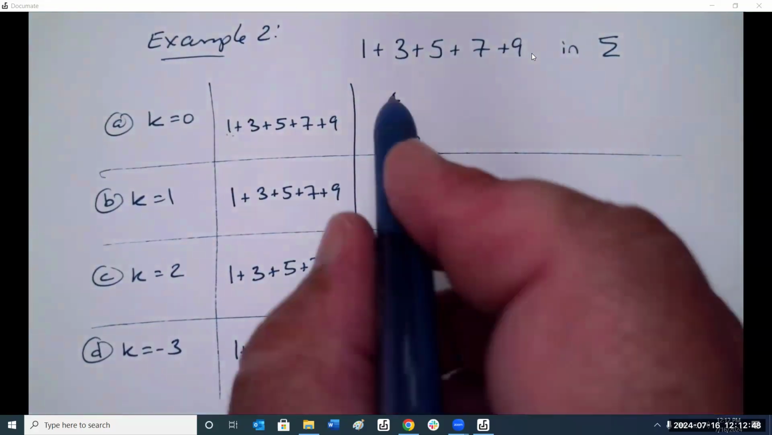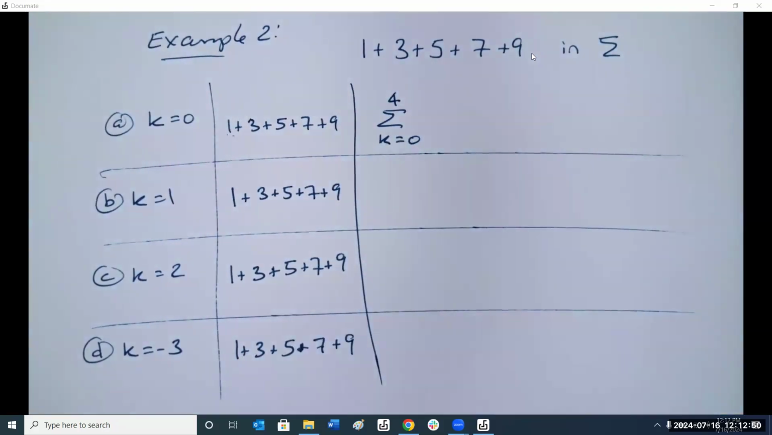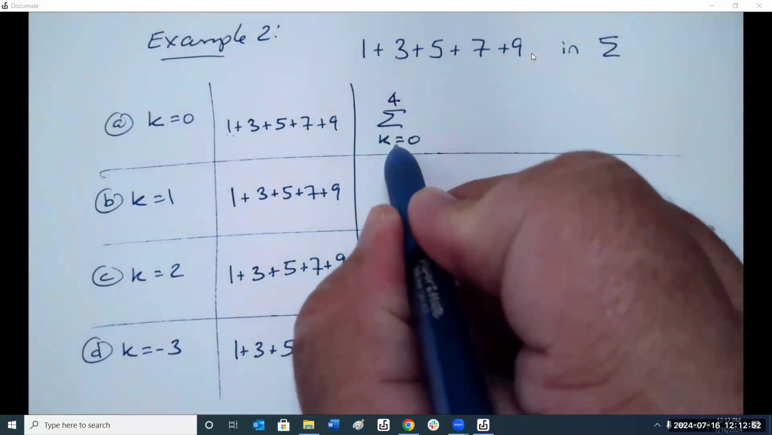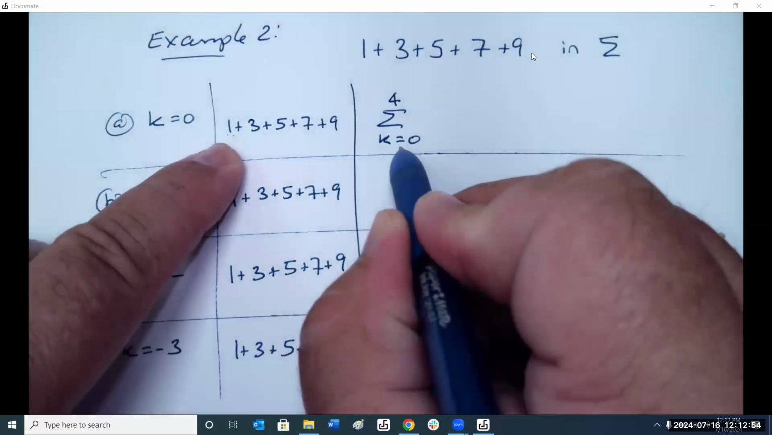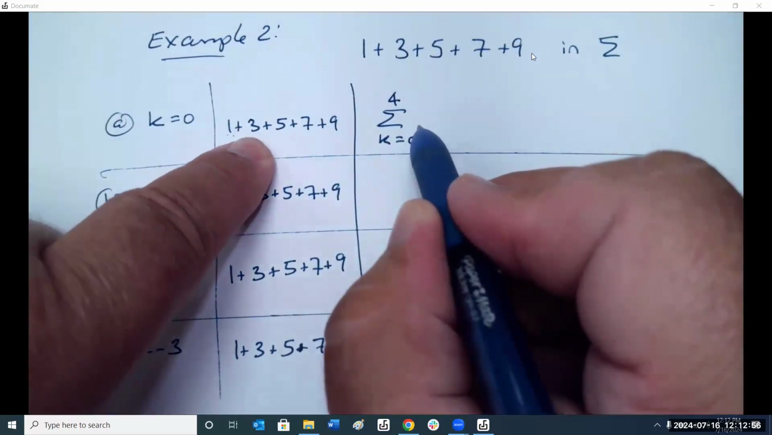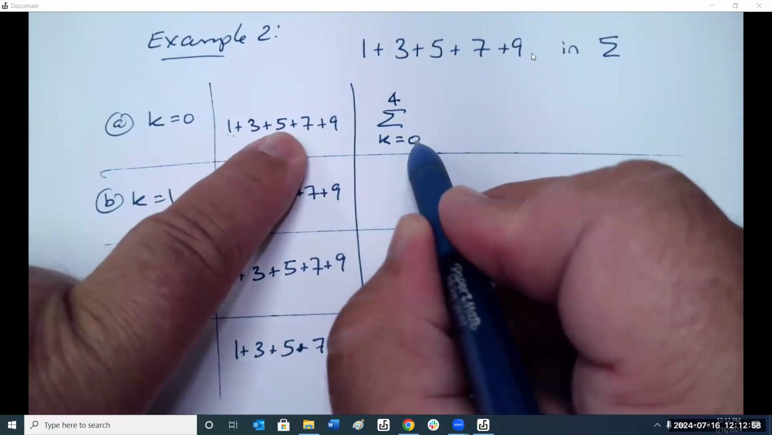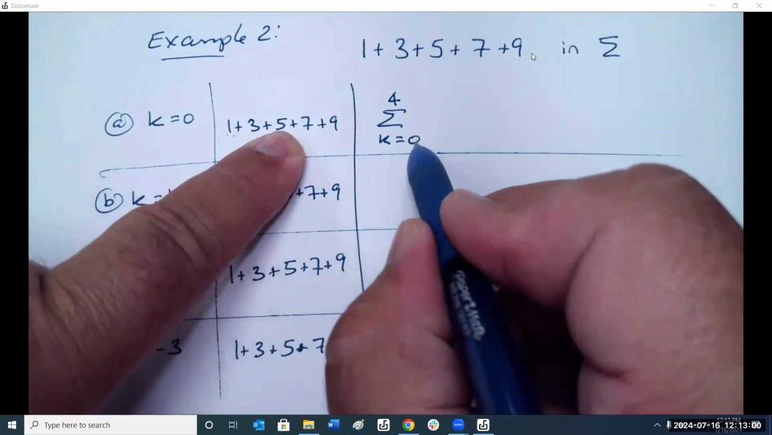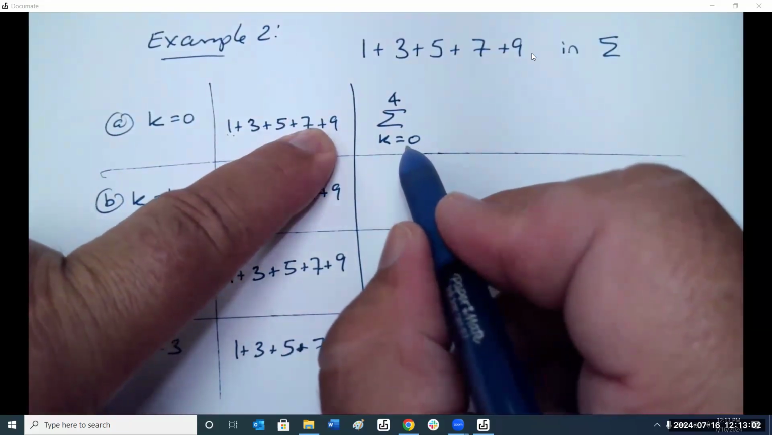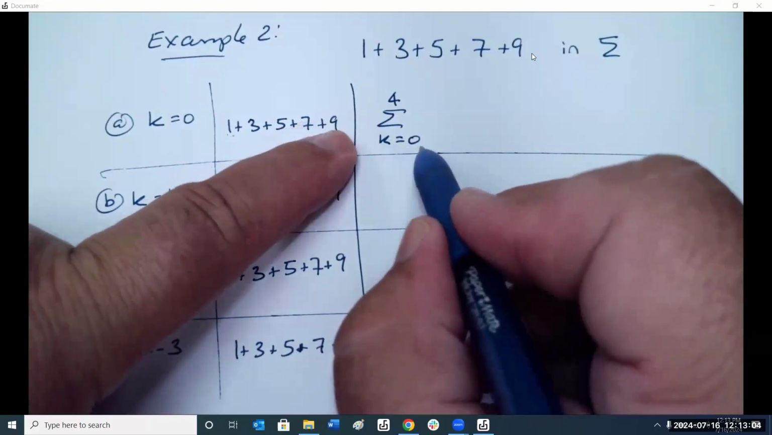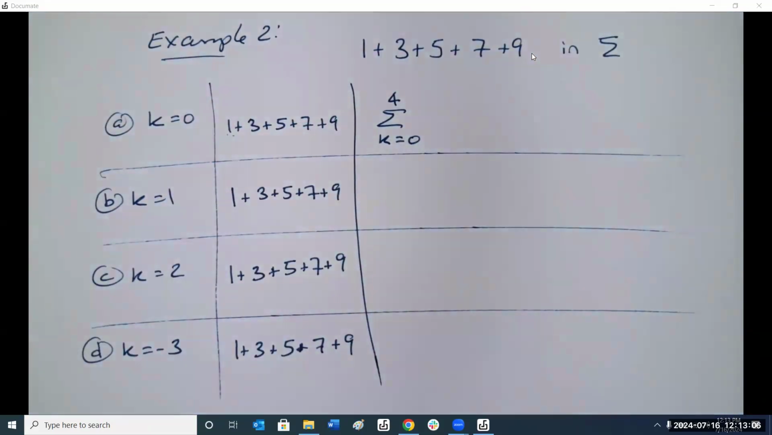So now we have to come up with an equation. We have to come up with an equation that when k is 0, we get 1. When k is 1, we get 3. When k is 2, we get 5. When k is 3, we get 7. And when k is 4, we get 9.